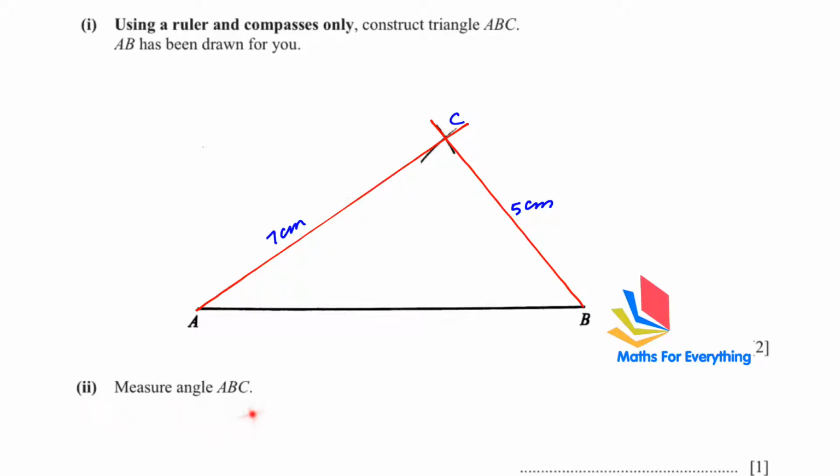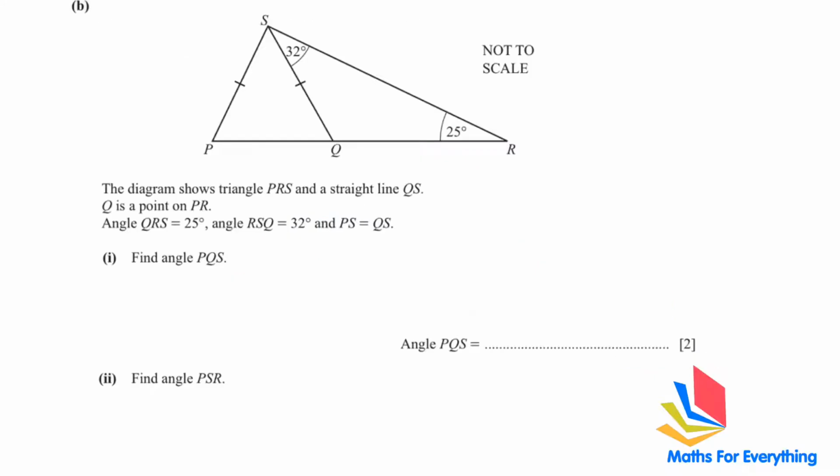Next part, measure angle ABC. So we are looking at this angle here. Put a protractor and measure it. It is 52 degrees. Even if you have in the range of 50 to 55, it will be accepted.